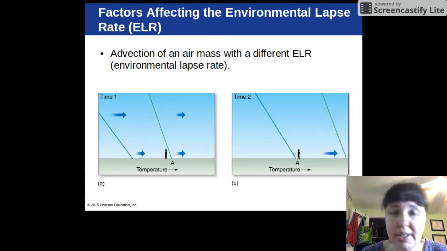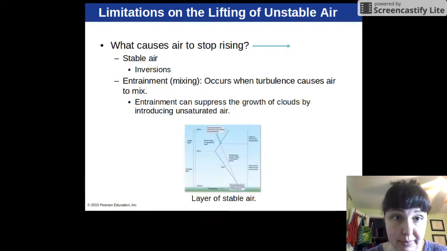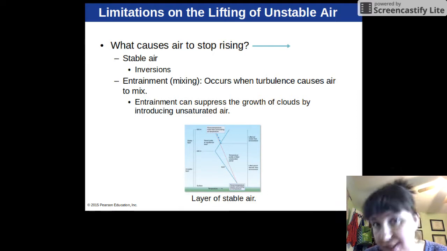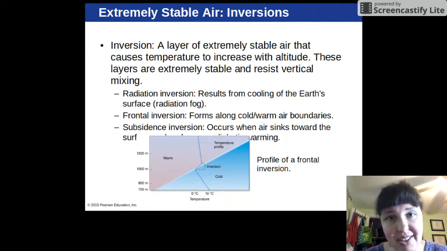Advection of air mass, once again, talking about lapse rate, different times of day, and how the air mass might move versus temperature. If the air parcel happens to be cooler than the air around it, the environmental lapse rate air, then I will expect no rise to occur. This is considered extremely stable because I have no vertical lift.